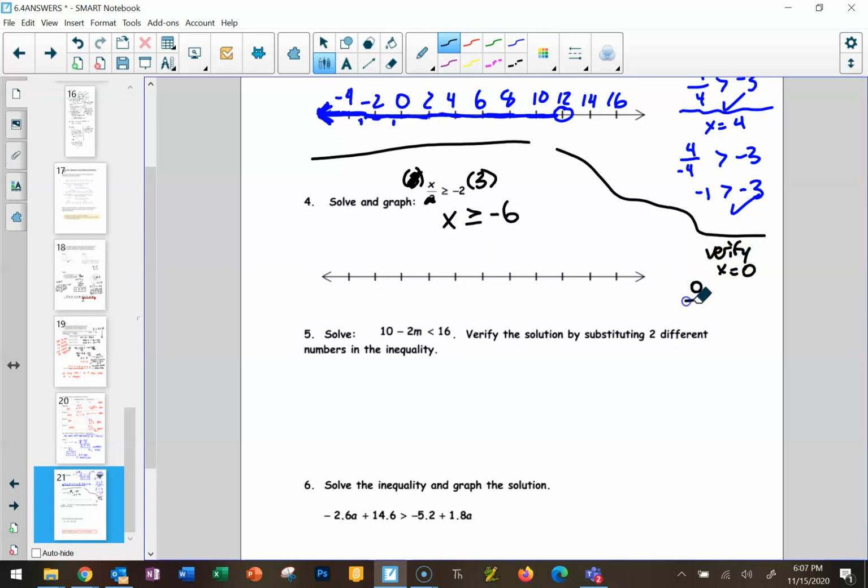So we've got 0 over, what was my original number? It must have been 3. 0 over 3 is greater than or equal to negative 2. Well, that just says 0 is greater than or equal to negative 2. Is that true? Sure it is. 0 is greater than or equal to negative 2.